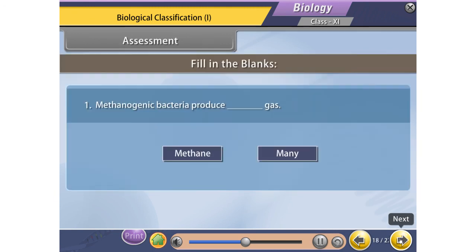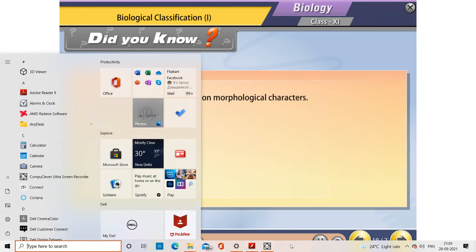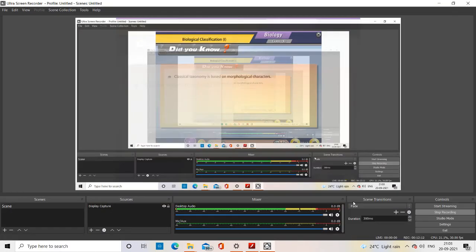Assessment. Did you know? Classical taxonomy is based on morphological characters.